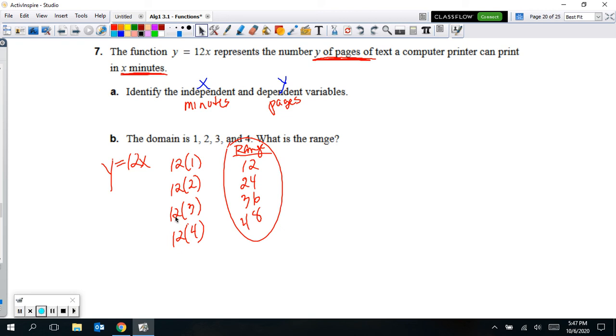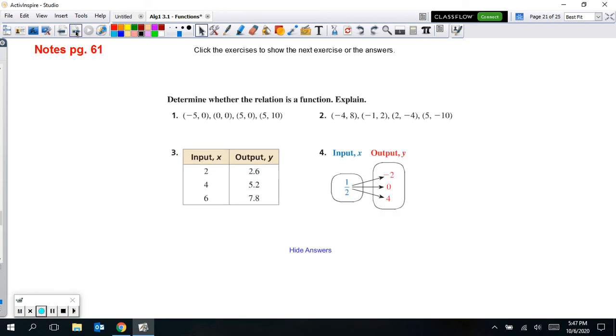Alright, so almost done. We're going to do a little quiz here at the end. I don't typically do this too often, but I wanted to give you some extra practice on identifying functions and domain and range. So we're going to go to page 61 there in your notes. There's a little bit of notes at the very bottom of the page.